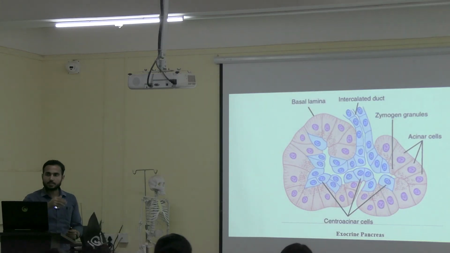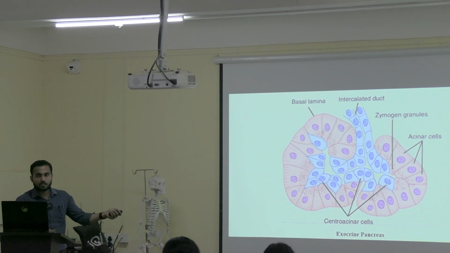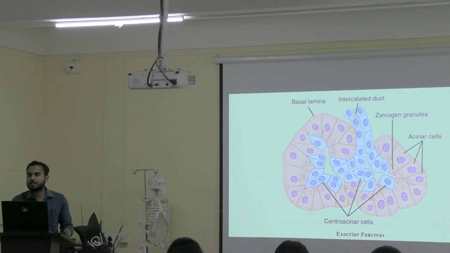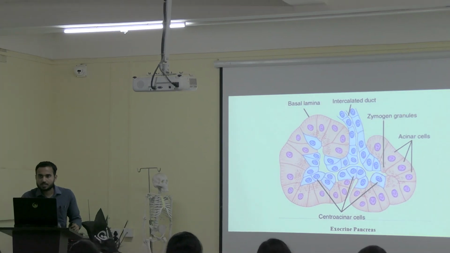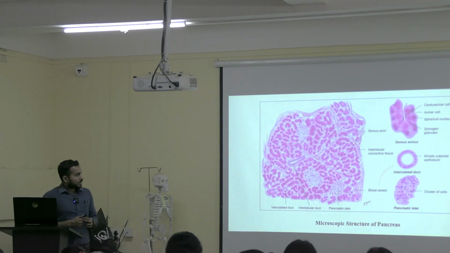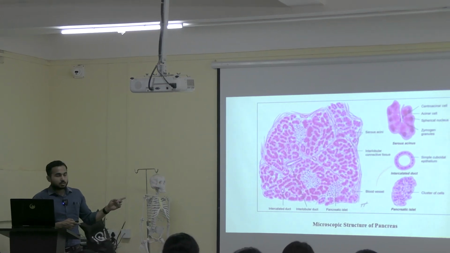So when the pancreatic juice is flowing through this intercalated duct, they will secrete bicarbonate ion, which will be mixed with the pancreatic juice. Like this it maintains the pH of the pancreatic juice. Can anyone tell me what is the pH of pancreatic juice? It is more than 8, approximately 8.3 to 8.5. That means alkaline or acidic? Alkaline in nature.